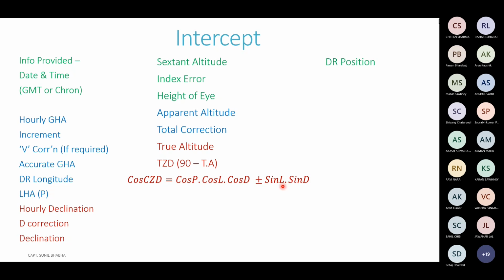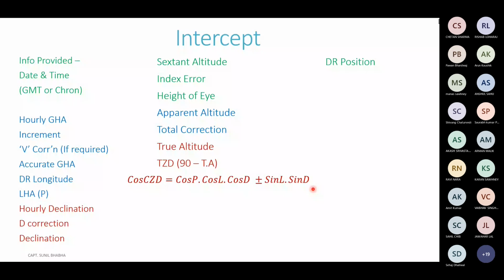So latitude again is known to us. The DR position is available in the question. The declination has been obtained from the almanac. So you see the right hand side, all the terms are available to us. P is known, we calculated P from LHA. Latitude is known, declination is known, lat and dec.